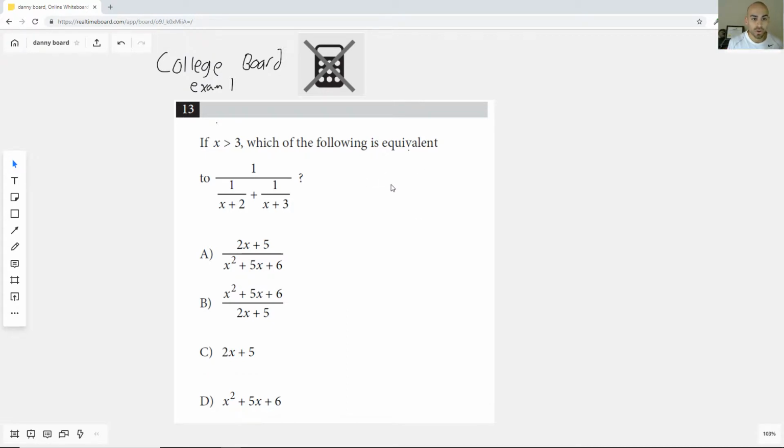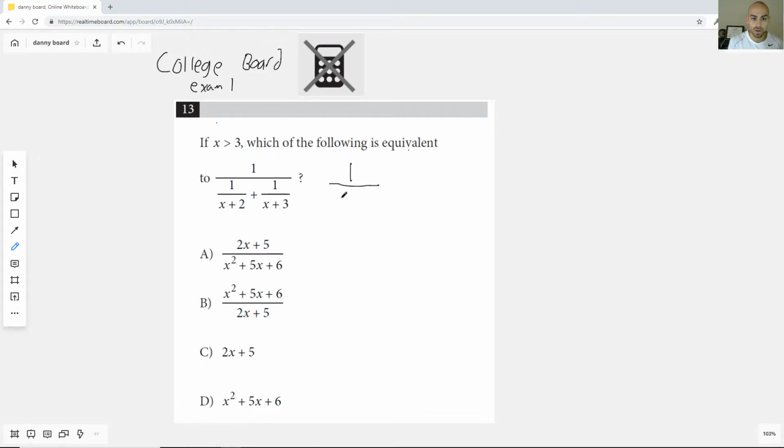Okay, so if x is greater than 3, which of the following is equivalent? I'm going to first solve this the more standard way, certainly the way that the exam expects you to do it, and that's by altering this denominator by making it a common denominator. So we can get right to that.